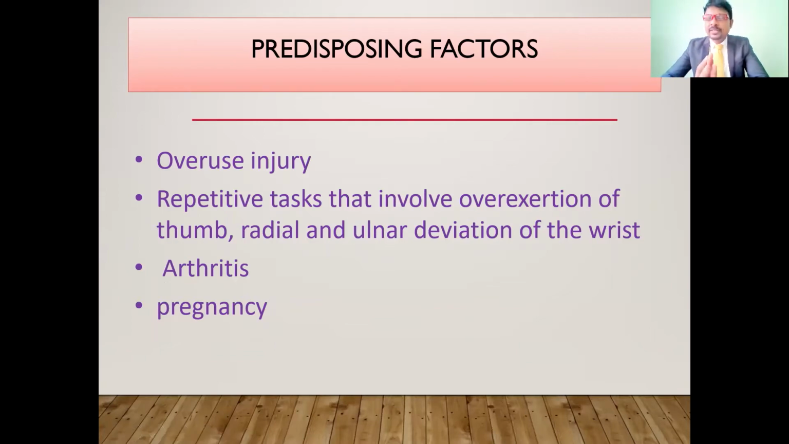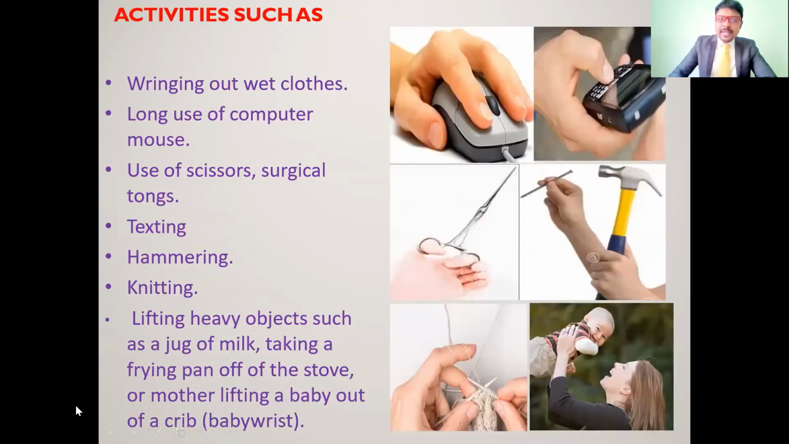So this tenosynovitis is most commonly seen in women, especially during pregnancy, as well as carpal tunnel syndrome. Because of the physiological changes in pregnancy, the body weight increases, and they may get swelling at the wrist joint. Because of increased fluid accumulation in the wrist, there may be pressure or swelling in the tendons, and they may get tenosynovitis as well as carpal tunnel syndrome.